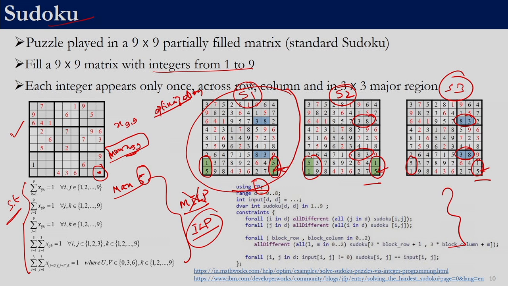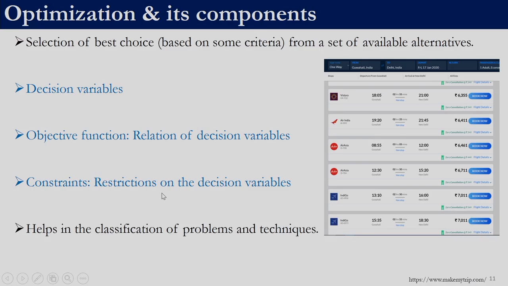So right now from this slide, you just need to understand that there are feasibility problems and there are optimization problems. Any feasibility problem can be converted into an optimization problem. So if we know how to solve an optimization problem, we can solve feasibility problems. Now let us formally look into the optimization and its components.